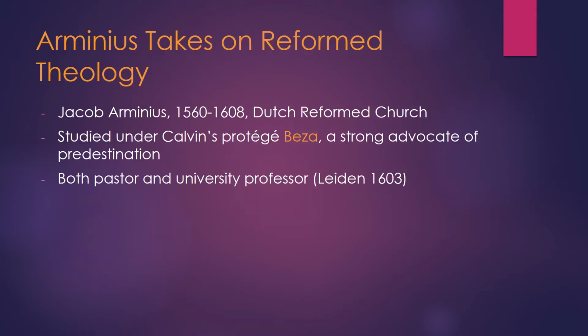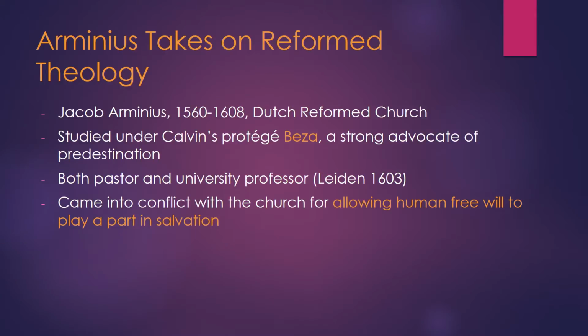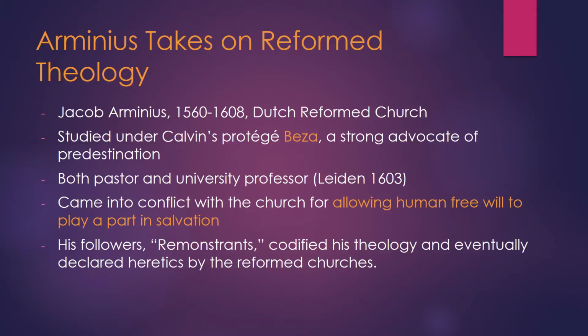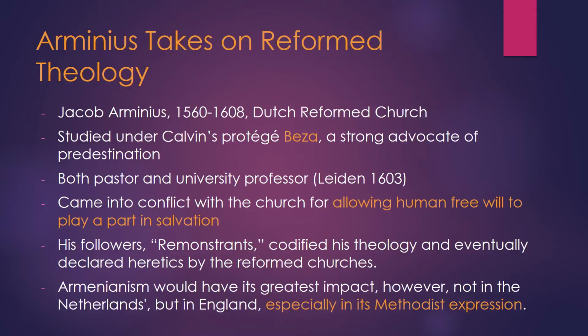Arminius was both pastor and university professor, University of Leiden. He came into conflict with the church for allowing human free will to play a part in salvation. His followers, called remonstrants, would codify his theology, and the Reformed churches would declare him heretics. Now understand that that's a small group calling them heretics. The Lutherans didn't do it. The Church of England didn't do it. Rome didn't really get involved in that. It's just the Dutch Reformed churches that would kick him out.